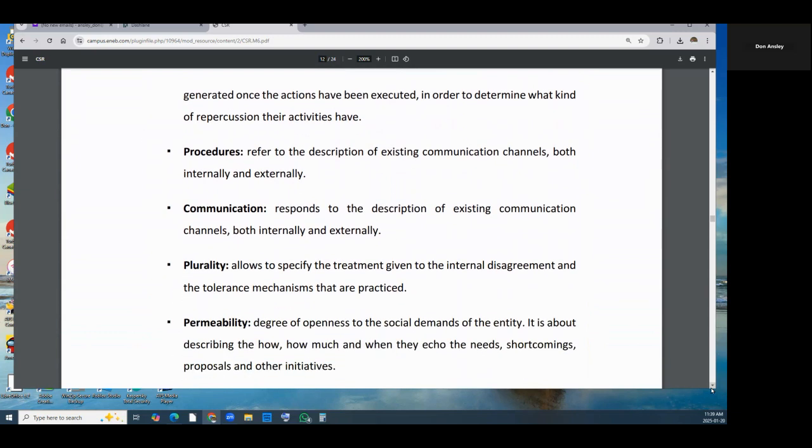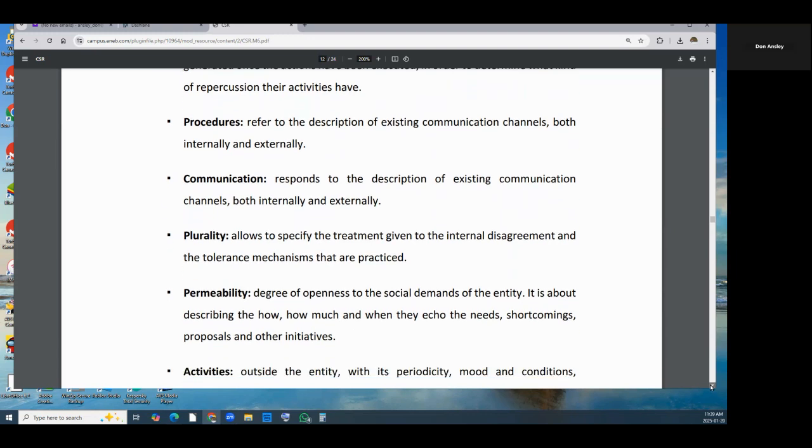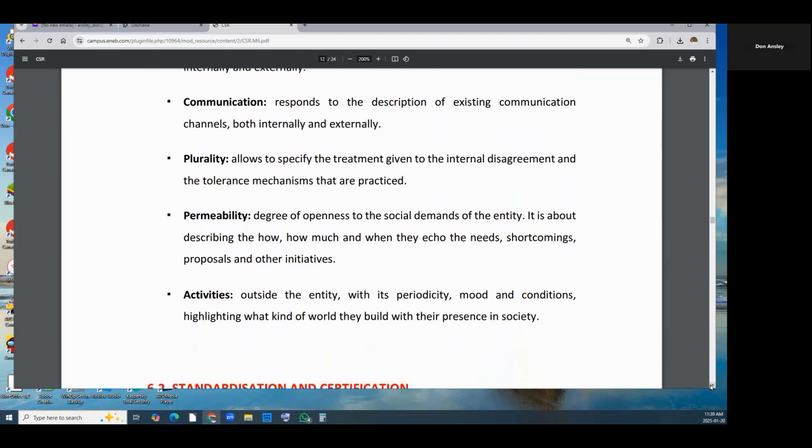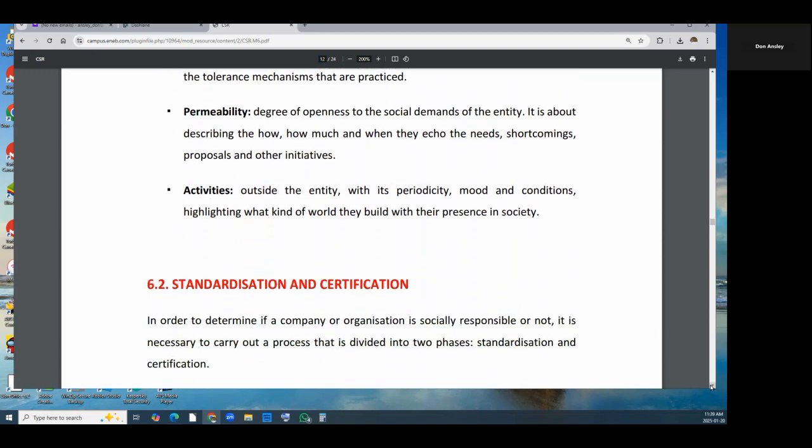Procedures refer to the description of existing communication channels, both internally and externally. Communications responds to the description of existing communication channels, both internally and externally. Plurality allows to specify the treatment given to the internal disagreement and tolerance mechanisms that are practiced.